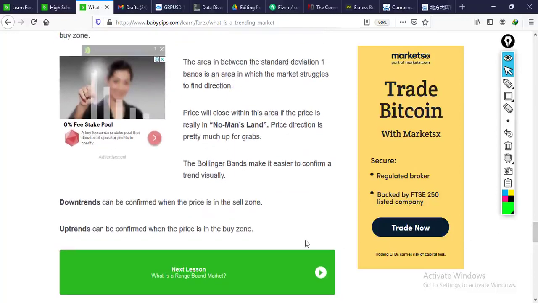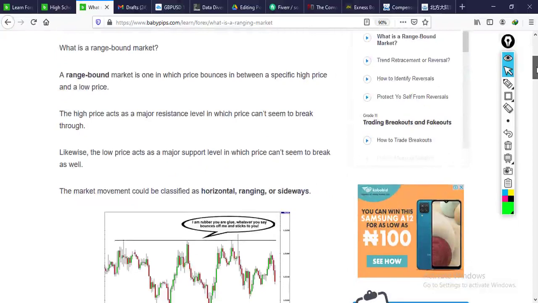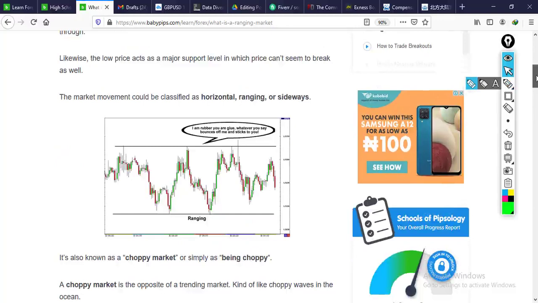So next, let's move to the range bound market. The next lesson: what is a range bound market? It is a market in which price bounces between a specific high and low price. The highs act as major resistance and are difficult to break through, and the lows act as major support and are difficult to break through as well. So it is classified as a horizontal, ranging, or sideways market.